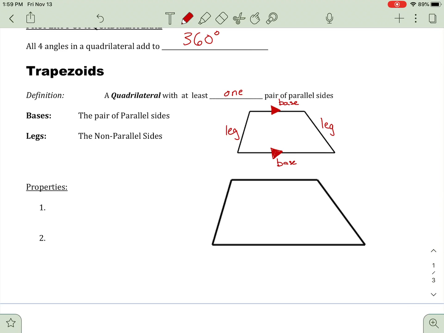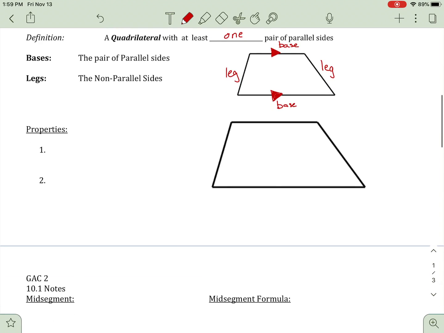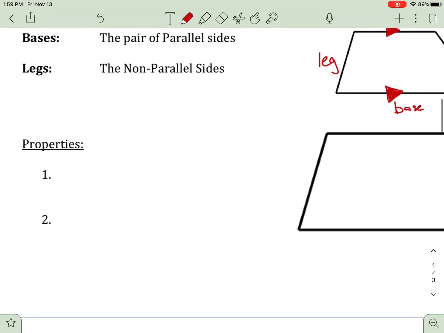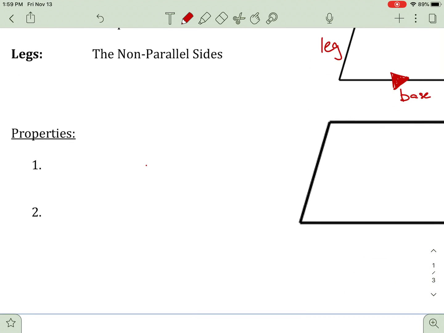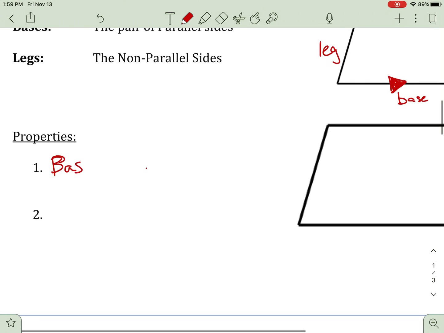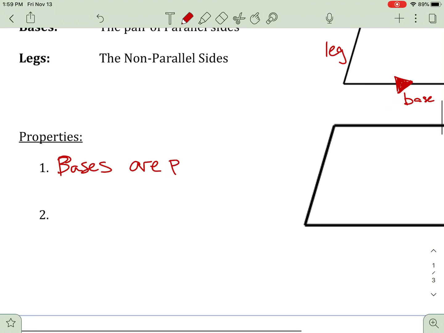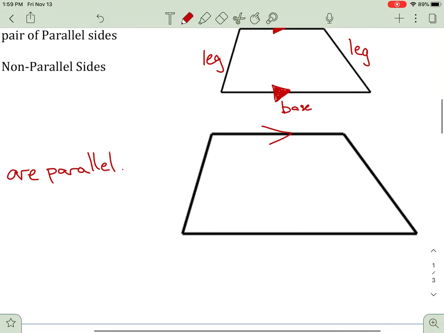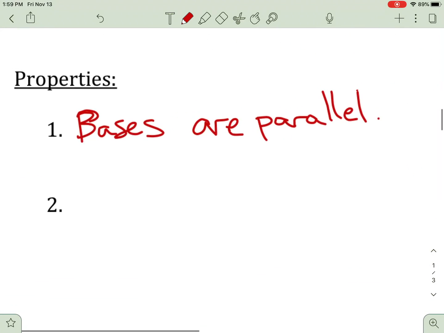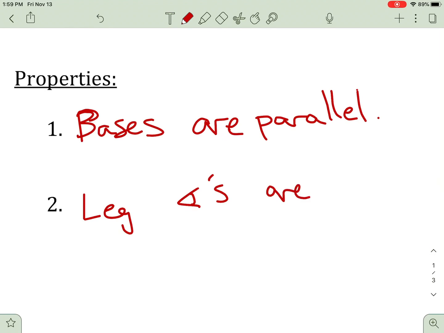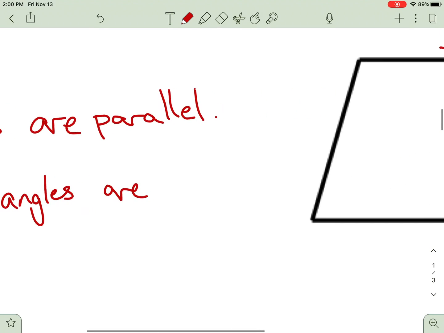So, what are the properties of a trapezoid? Well, the properties are, number one, that bases are parallel. We just kind of said that. And number two, so obviously here and here. Number two, that the leg angles are, actually I might erase this and write angles. Supplementary.